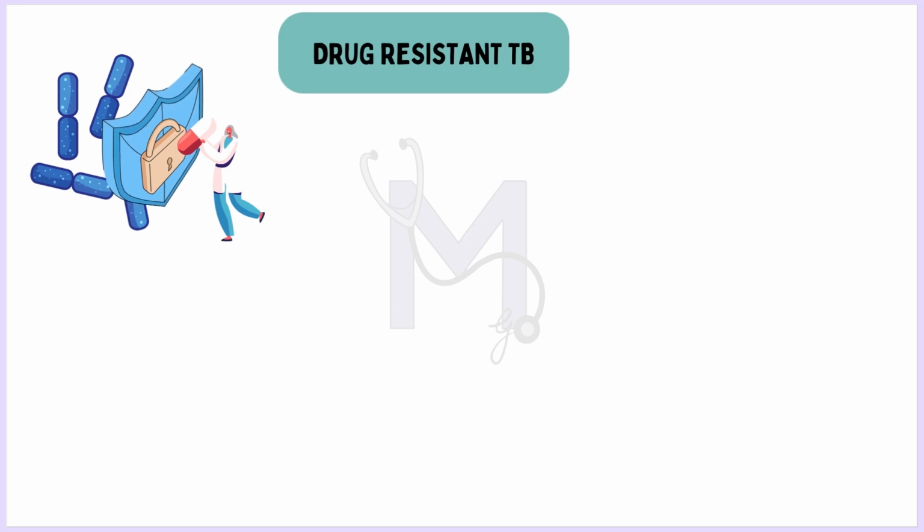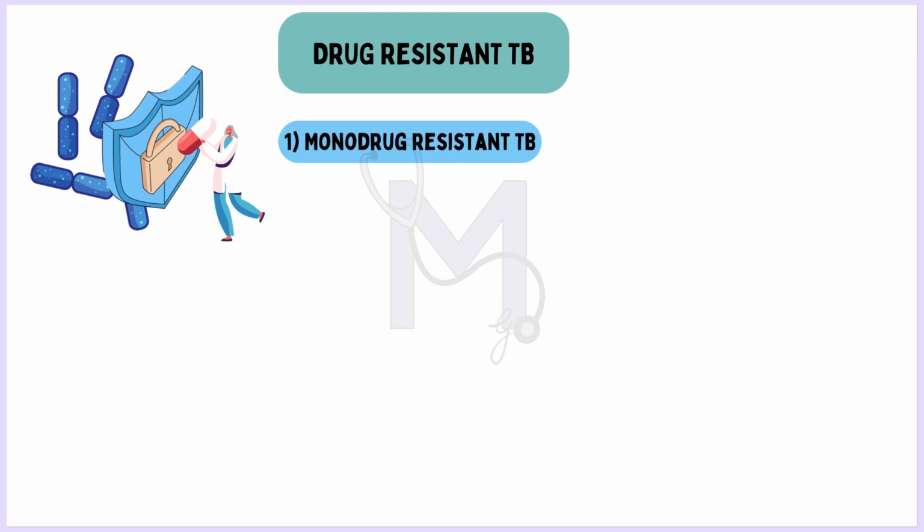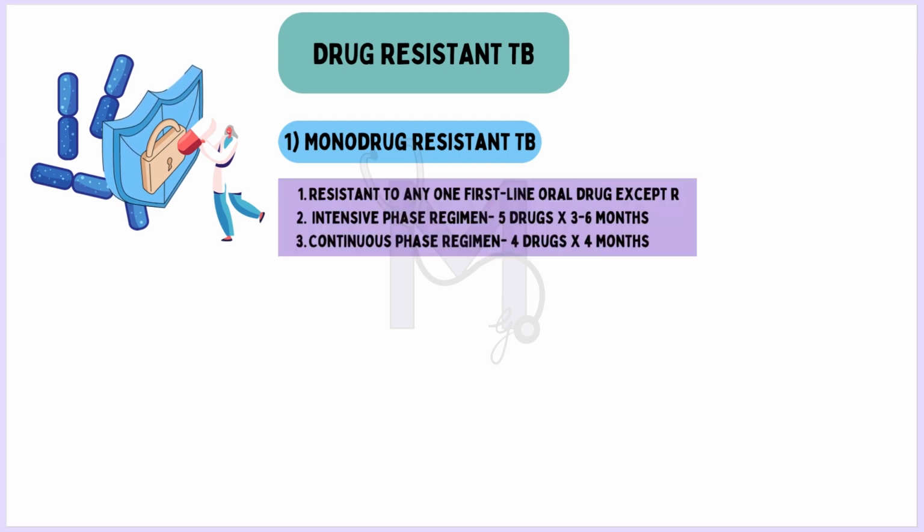Alright then, so all this was for treating drug-sensitive tuberculosis. Now let's discuss in brief about the drug-resistant tuberculosis. It has a few categories. Firstly, monodrug-resistant tuberculosis. It is resistant to any one first-line oral drug except rifampicin. In intensive phase regimen, 5 drugs are preferred for 3 to 6 months, while in continuous phase regimen, 4 drugs are preferred for 4 months.